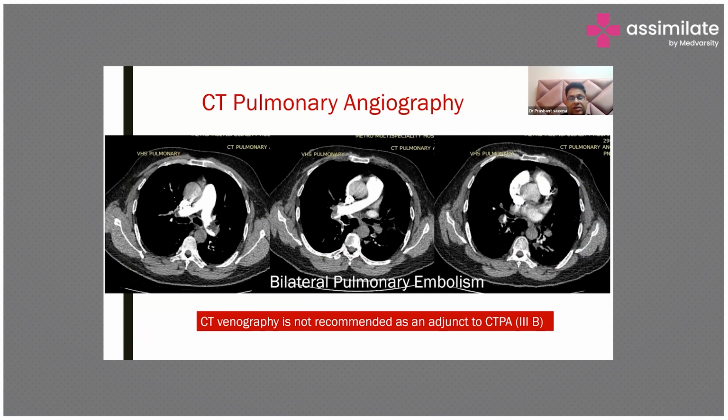So the next test was CT pulmonary angiography. Please remember that CT venography is not a substitute for angiography. In this patient, you can see there is a bilateral pulmonary embolism in the major pulmonary artery and the subsegmental arteries, both right and left. You can see a filling defect in the right and the left major pulmonary artery.